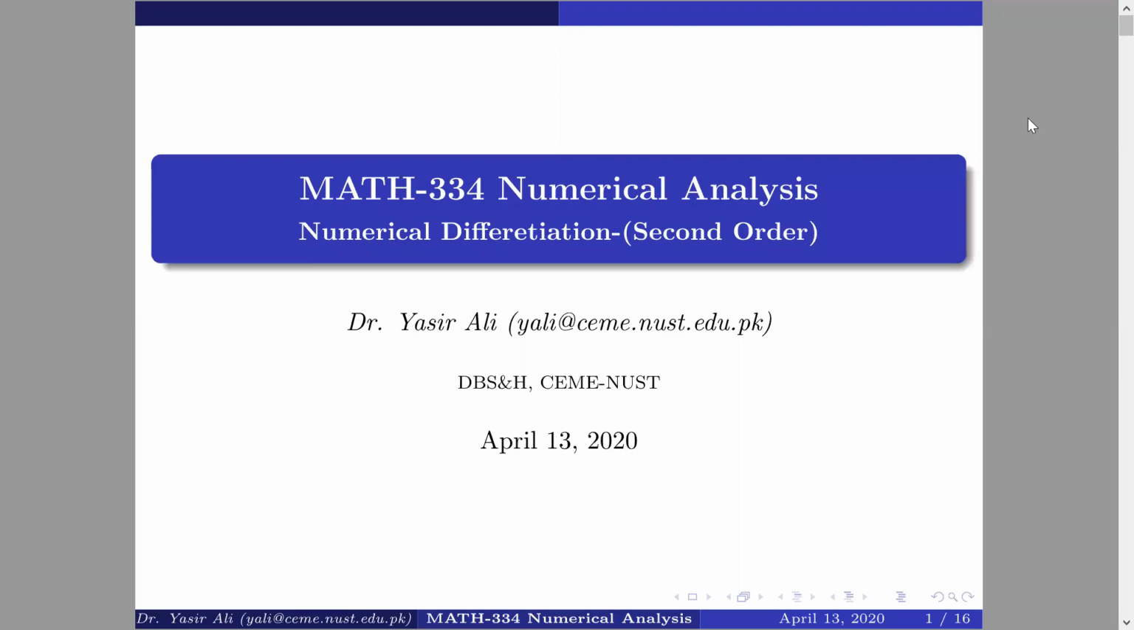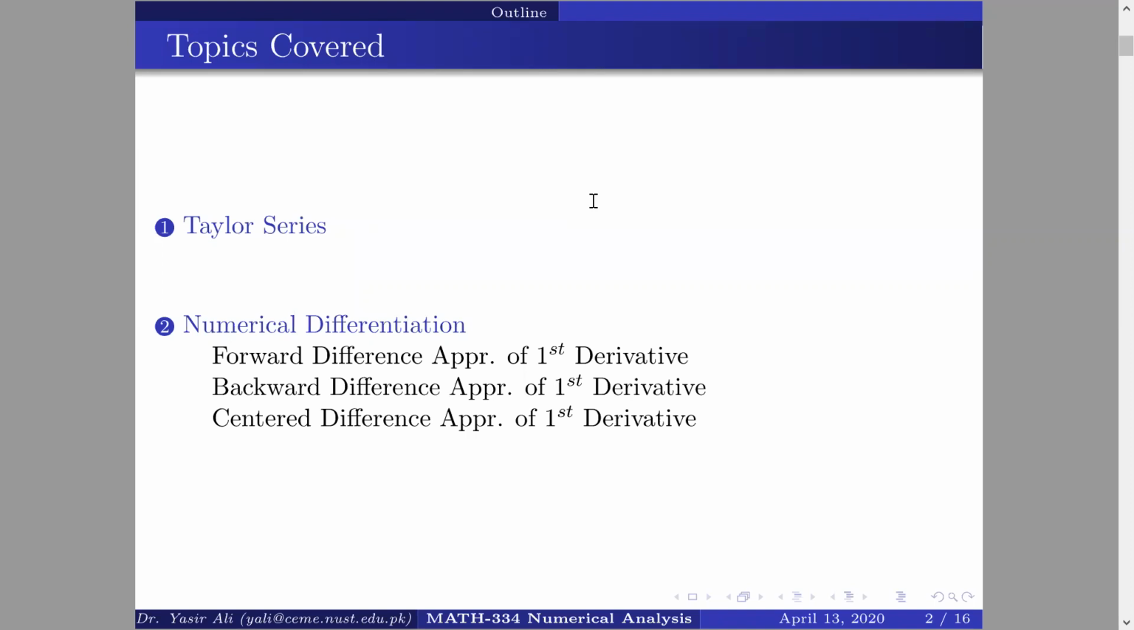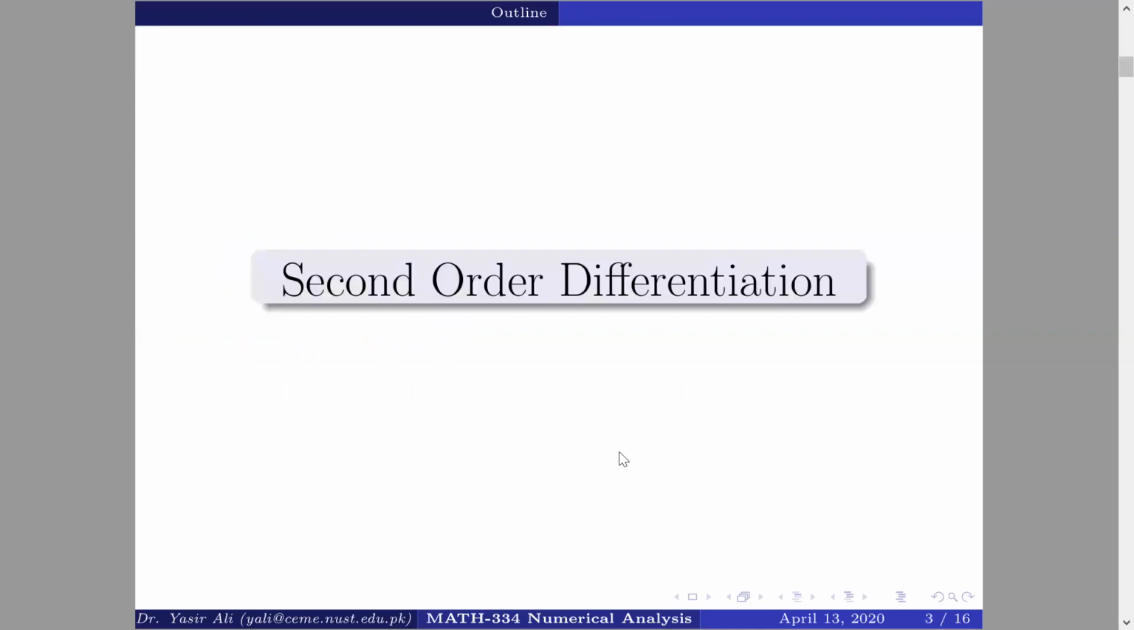This video is in continuation of our previous video, which was about first order numerical differentiation. This is about second order numerical differentiation. Before going forward, let's have a recap of what we have done in the previous video. We have studied the Taylor series and developed the formula for the forward difference approximation, backward difference approximation, and central difference approximation for the first order. And now we are going to study the numerical differentiation for the second order.